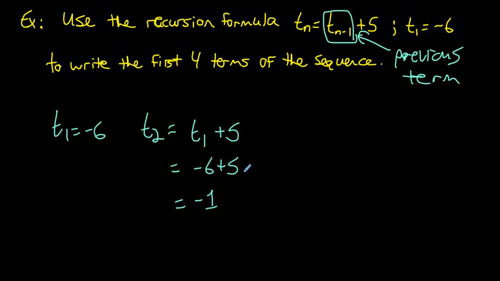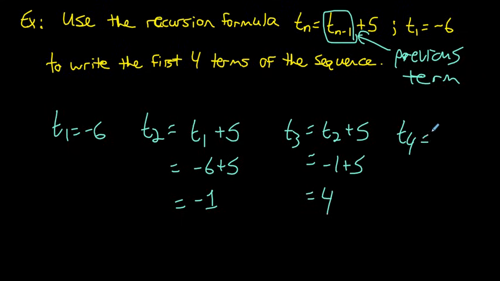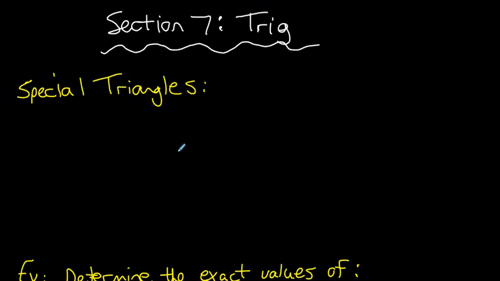That gives me -1. If I want term 3, I do term 3 minus 1, which is term 2, add 5. So you do the previous term plus 5. Term 2 is -1, so -1 plus 5 is equal to 4. And term 4 is equal to the previous term, so term 3 plus 5. Term 3 is 4 plus 5, 9. So my first 4 terms are negative 6, negative 1, 4, and 9. Each term is equal to the previous term plus 5. So it's a recursion formula, where in the formula you use the previous term in the sequence to get the next term. Last section of functions.